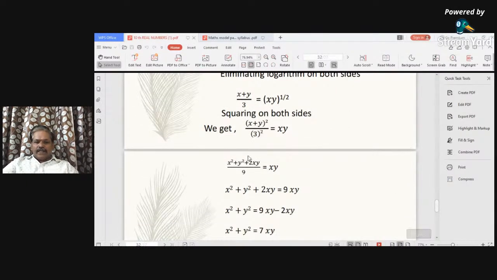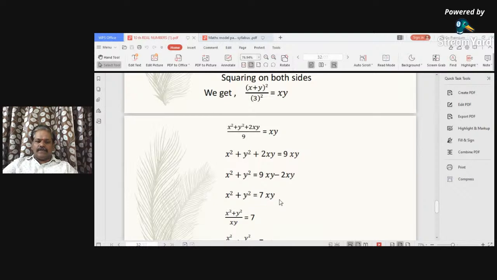3 square is 9, and (a plus b) whole square is a square plus b square plus 2ab, that is x square plus y square plus 2xy. So moving this 9 to that side, it will become 9xy. Send this 2xy to the right-hand side, 9xy minus 2xy, that is 7xy.